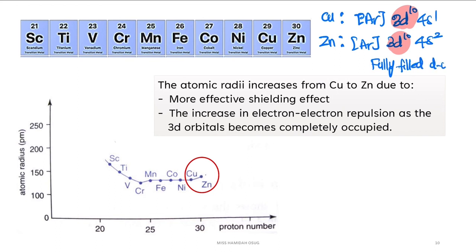Okay, so bila kita tengok kenapa atomic radii increase from copper to zinc, sama juga macam tadi, sebabnya adalah there is more effective shielding effect. Kenapa? The increase in electron-electron repulsion as the 3D orbitals become completely occupied.